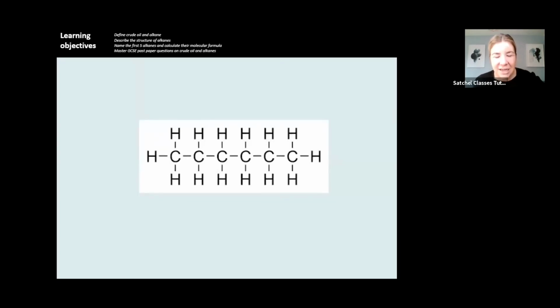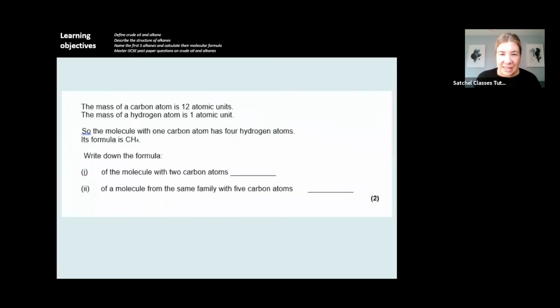Okay, so did you get it? Have a look at the answer on the screen. So you've got 6 carbons, and again, make sure you've drawn these little lines to show the bonding that's taking place between the carbon and the hydrogen atoms. Well done. Let's have a go at another one.